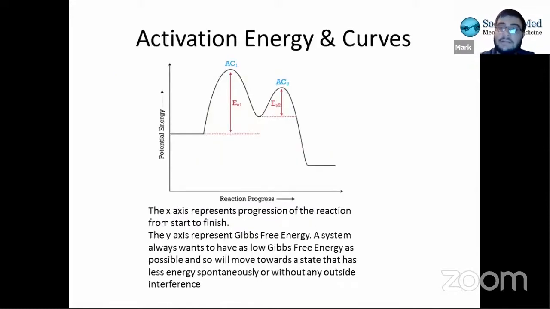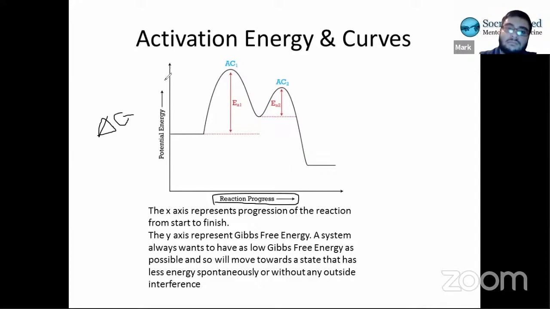Next, we want to talk about activation energy and curves, right? So first, I want to just annotate this. Like it says here, the x-axis represents the reaction progress from start to finish. The y-axis represents Gibbs free energy, which is delta G. If you guys remember from the thermodynamics lecture we did, right? Delta G, right? A system always wants to have as low Gibbs free energy as possible.